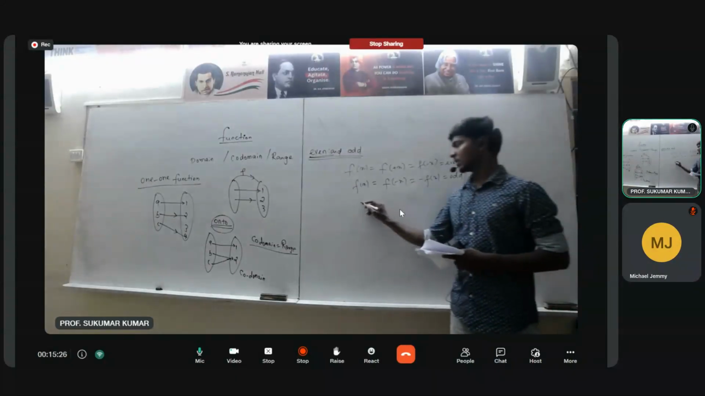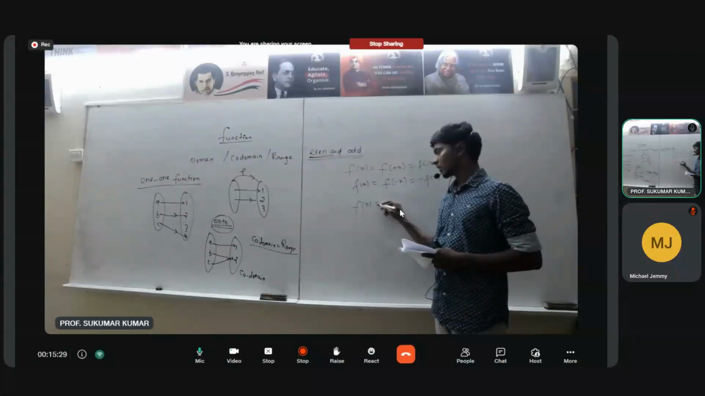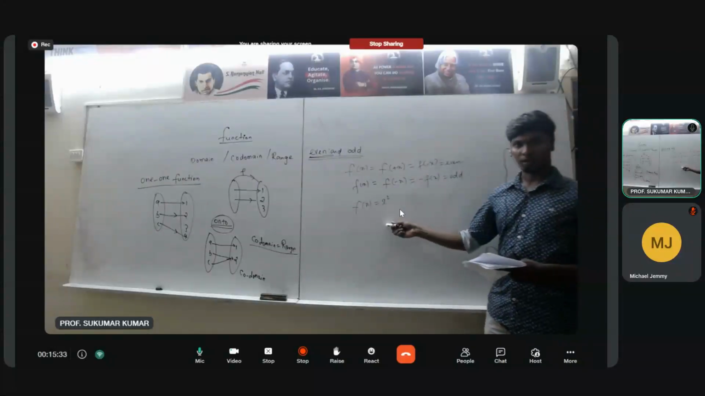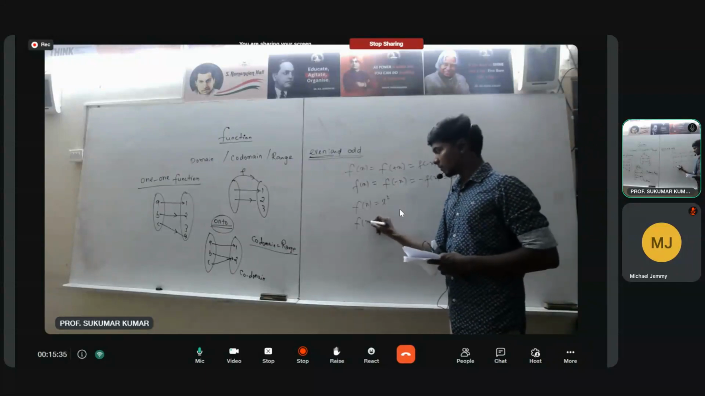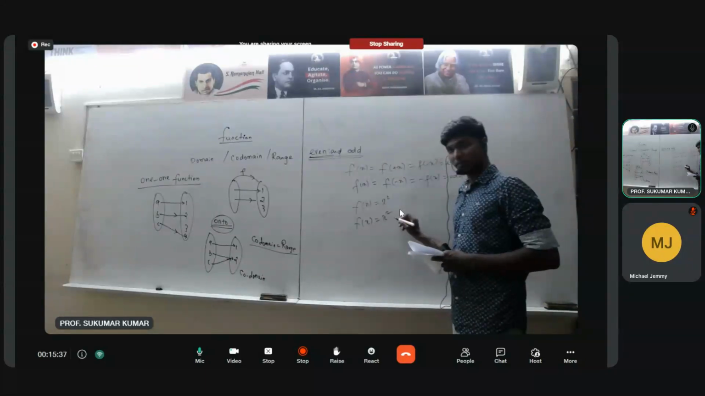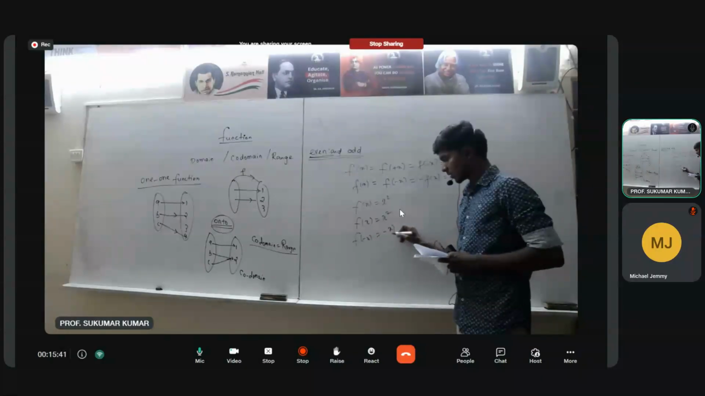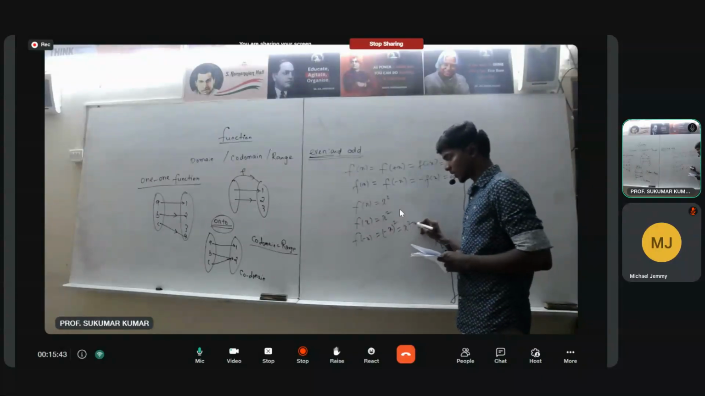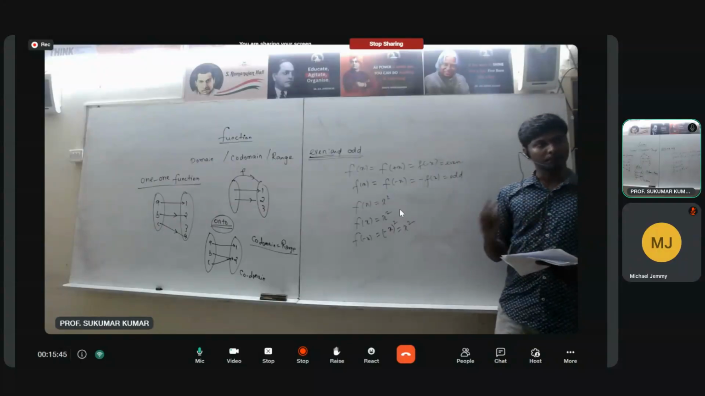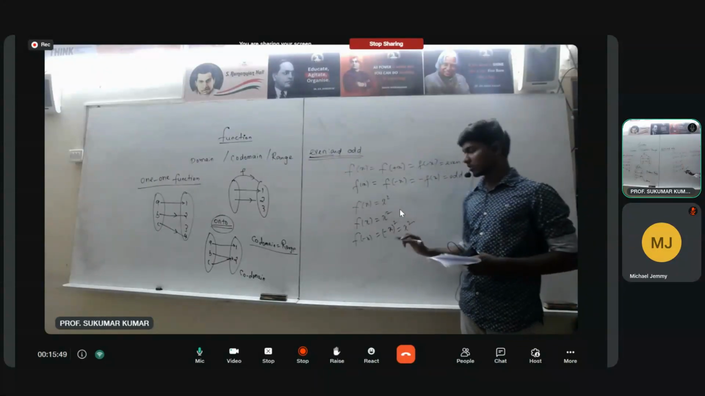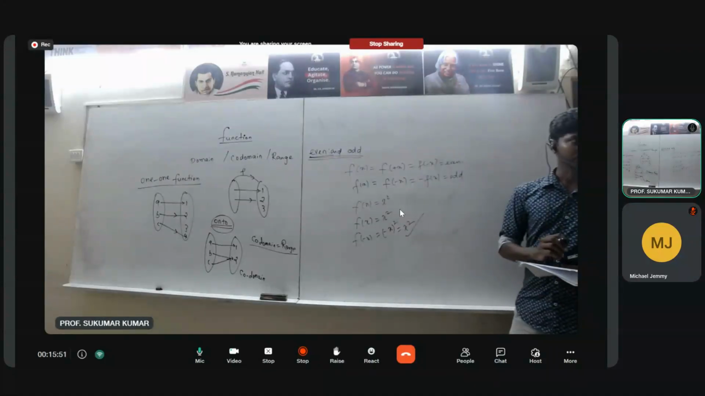For example, if you have f of x equal to x square, if I apply f of plus x, x square will come, and for f of minus x, what do we have? Minus x the whole square, which is also x square. Even if you apply positive and negative, the function doesn't change, which means it is an even function.